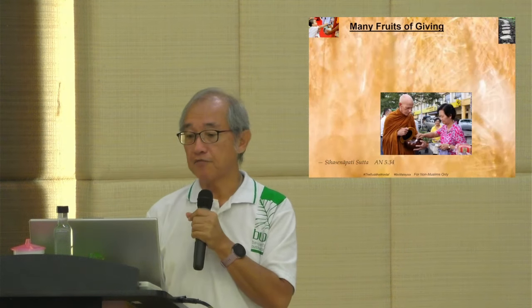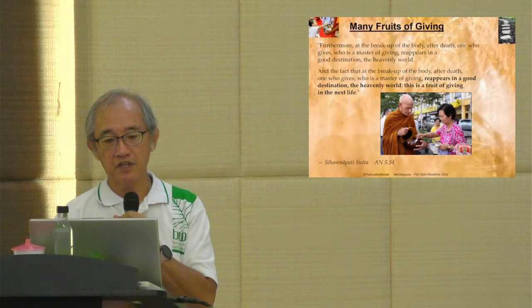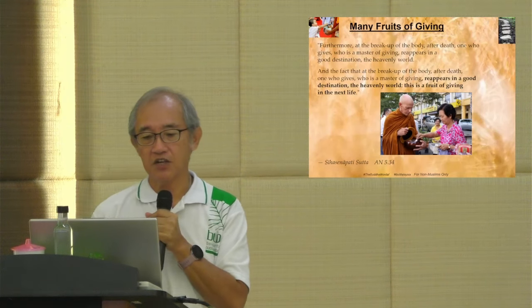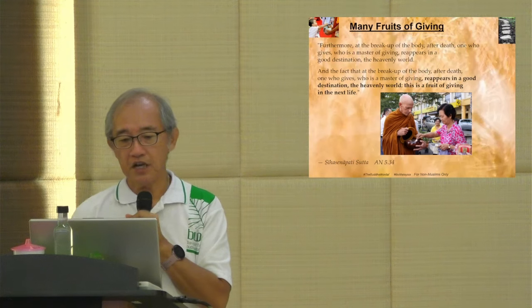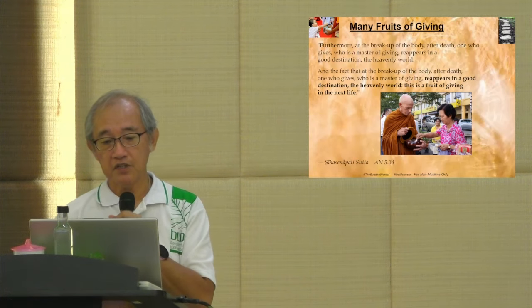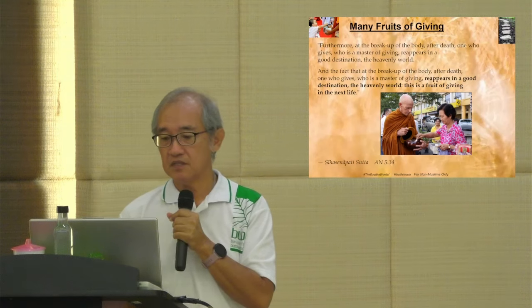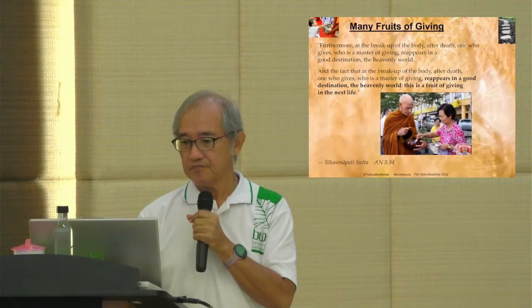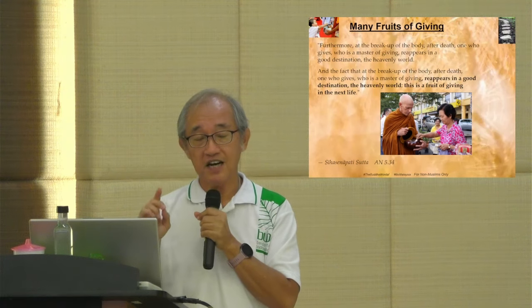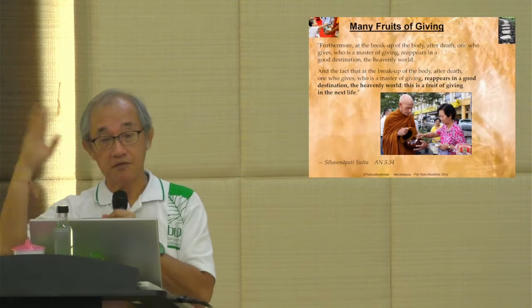Furthermore, at the breakup of the body after death, one who gives, who is a master of giving, reappears in a good destination, the heavenly world. And the fact that at the breakup of the body after death, one who gives reappears in a good destination, the heavenly world, this is a fruit of giving in the next life. Now remember, General Siha asked about the fruit of giving here and now, but the Buddha here, towards the end, talks about the next life.